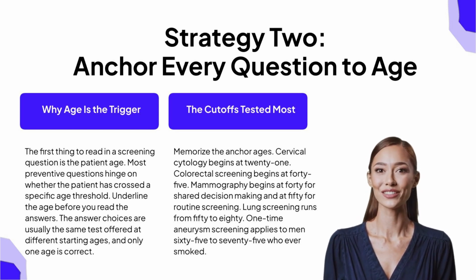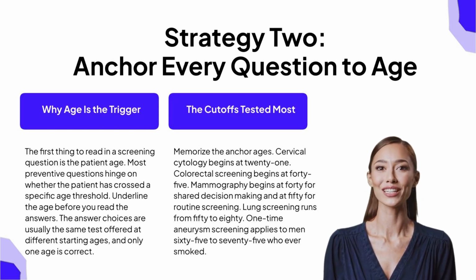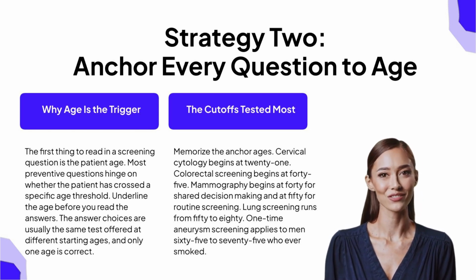Memorize the anchor ages. Cervical cytology begins at 21, colorectal screening begins at 45, mammography begins at 40 for shared decision-making, and at 50 for routine screening. Lung screening runs from 50 to 80, and one-time aneurysm screening applies to men 65 to 75 who ever smoked.